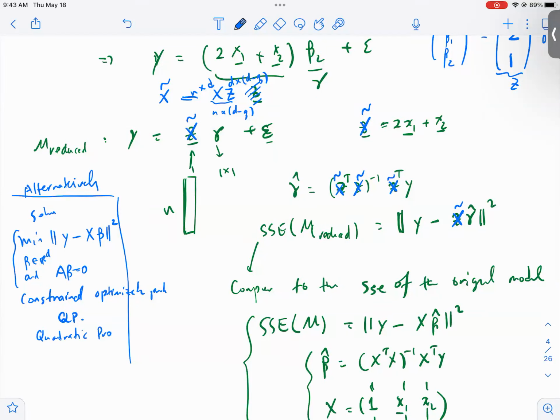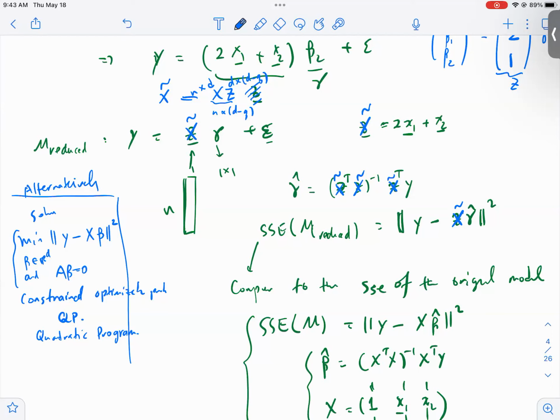So these are nice problems in optimization. You could solve this with linear equality constraints or linear inequality constraints. For example, you can constrain beta to be in a certain range. And there are techniques for doing this.